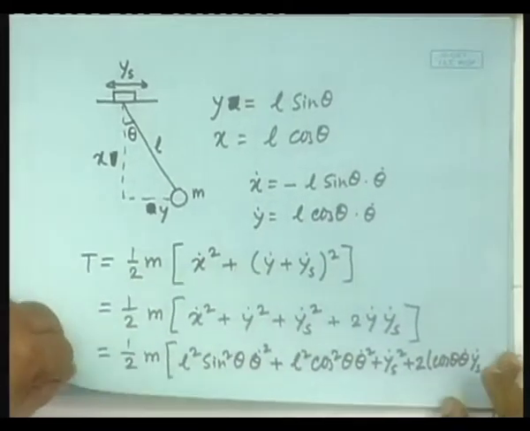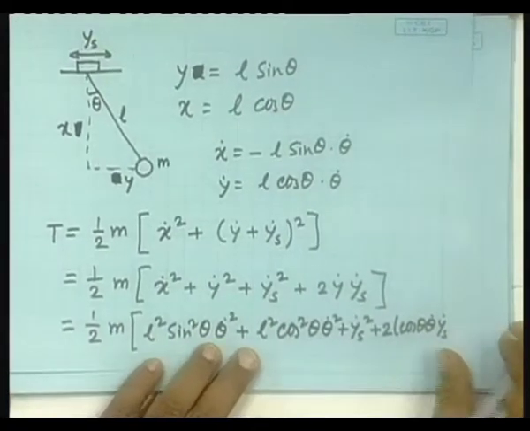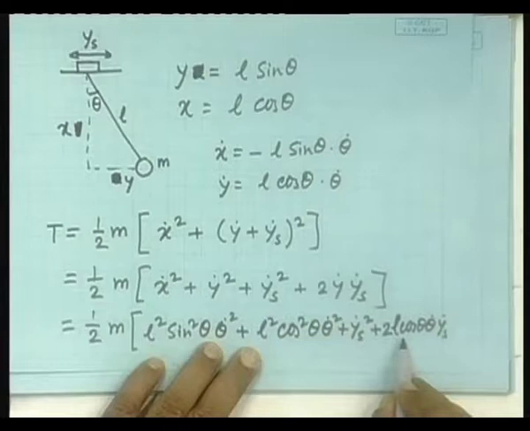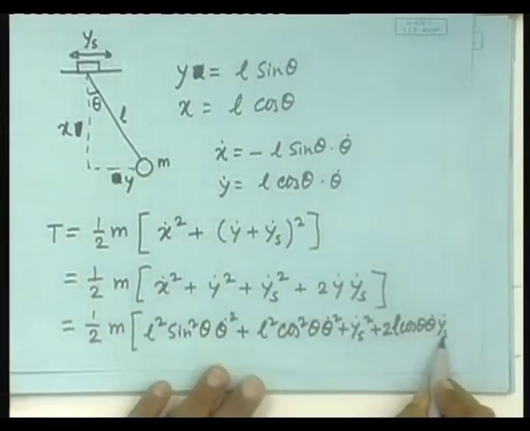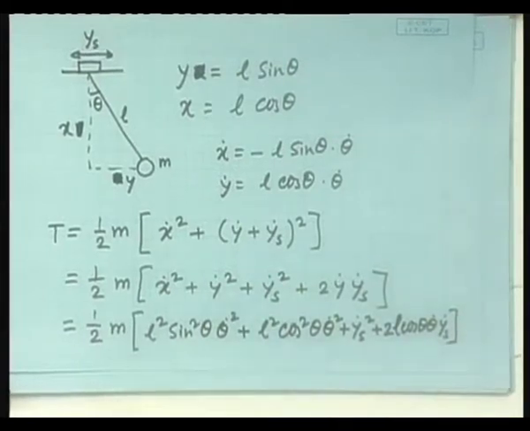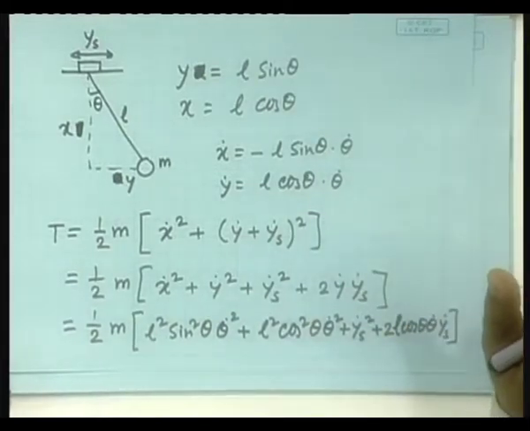Has it gone off the screen? Let us move it a bit, then you will be able to see. Twice L cos theta, theta dot y dot s, right. Happy? What can we do from here? Wait. So, it is done essentially.